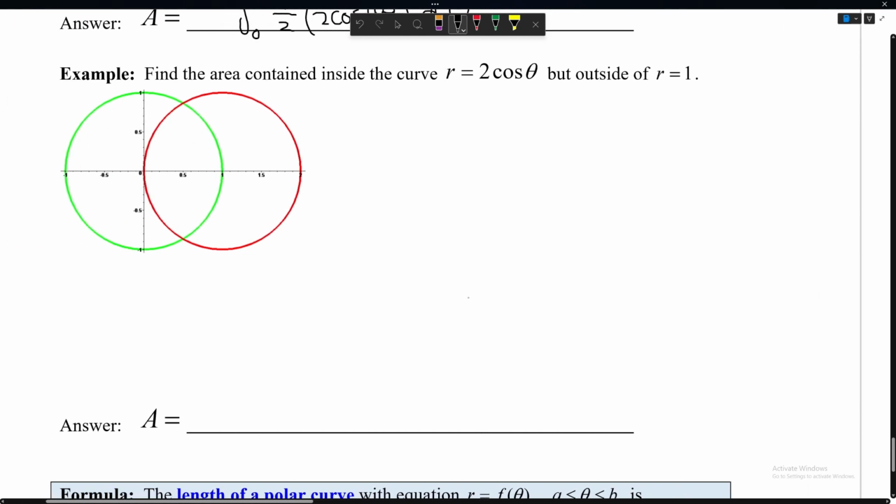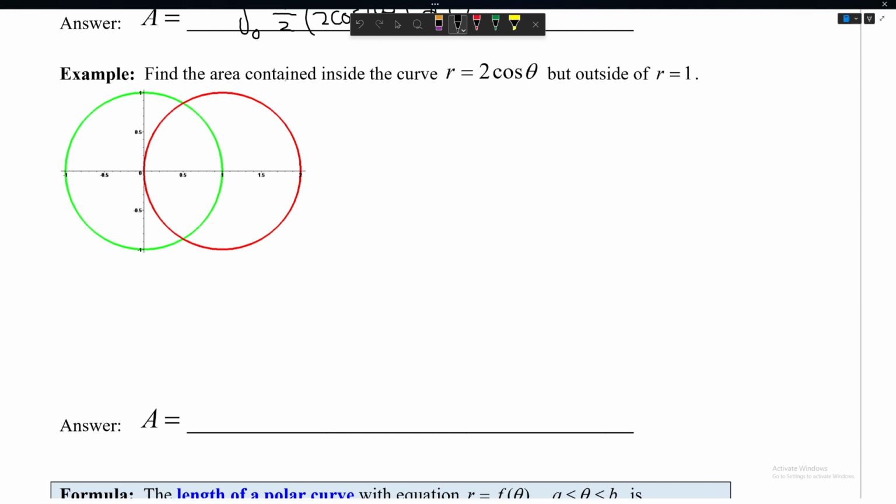Now this is the other question, which is find the area contained inside this curve, but outside of R1. So what is it saying? Find the area contained inside the curve, but outside R1. So see, this is our R1, outside. So we're looking for this.